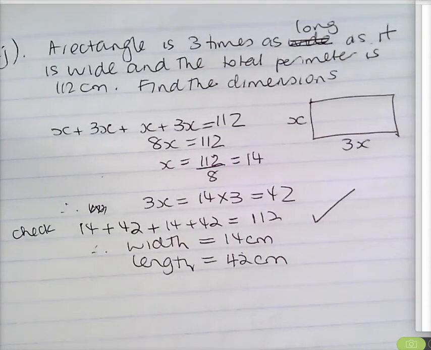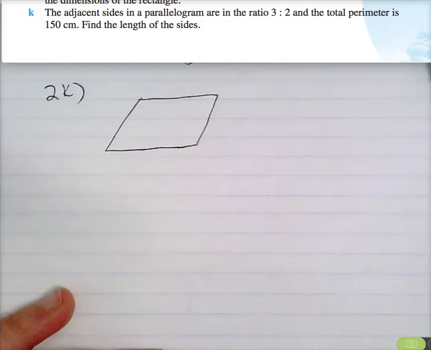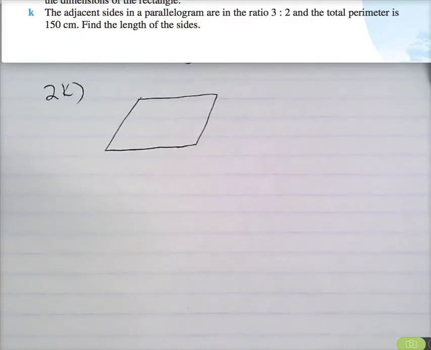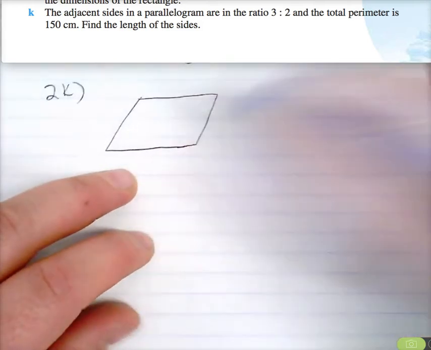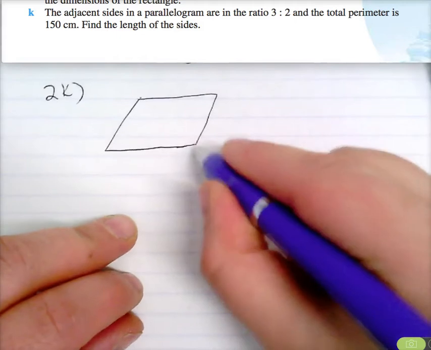Girls, did anyone try it with x's and y's? Right. The adjacent sides in a parallelogram are in the ratio of 3 to 2. And the total perimeter is 150. Now that's the ratio. I'd use one pronumeral. You can try that. This could actually be done by ratios. But girls, which side looks like the longer one to you? The one down the bottom or the one there?